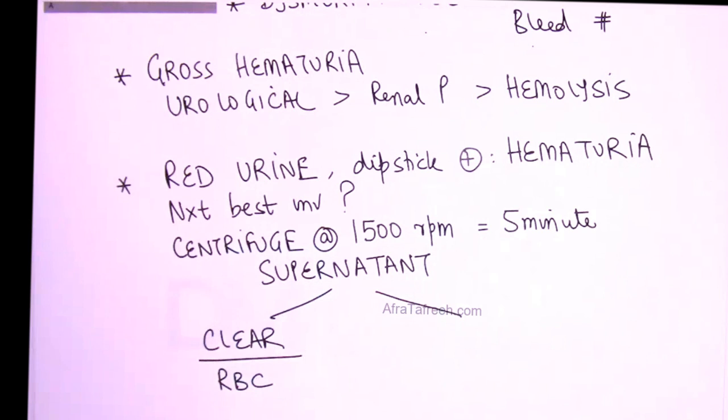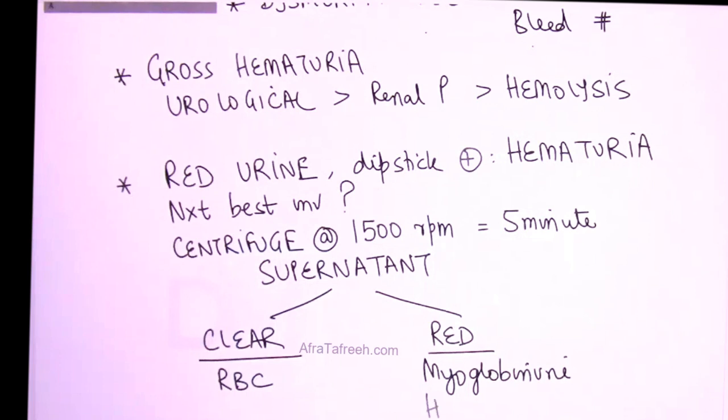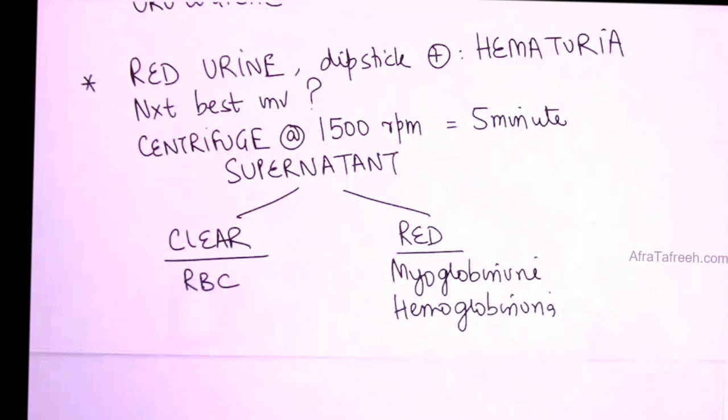On the other hand, if the supernatant remains red or reddish brown in color, that means it was not having RBCs but was rather having either myoglobin or hemoglobin. Now, how would you differentiate whether the patient is having hemoglobinuria or myoglobinuria? Well, myoglobin has a half-life of about 3 to 4 hours.